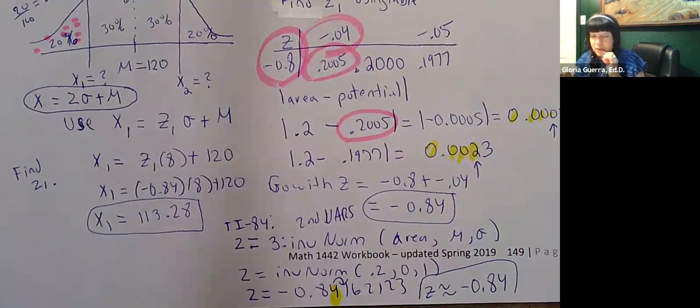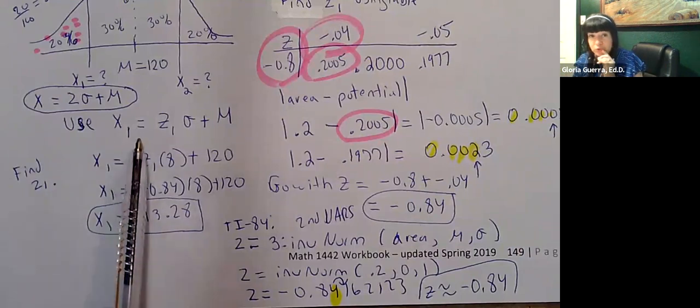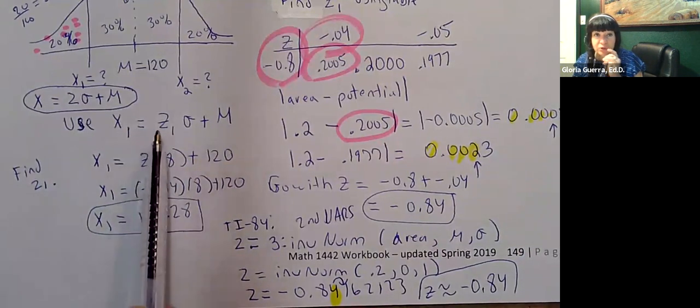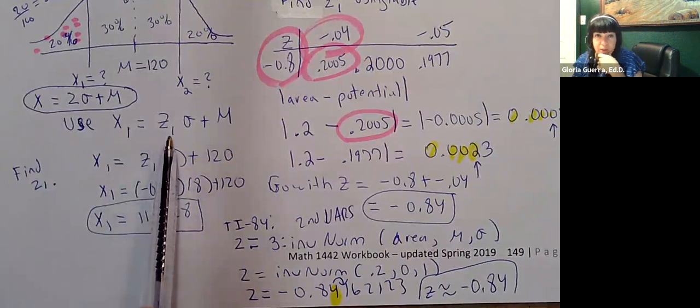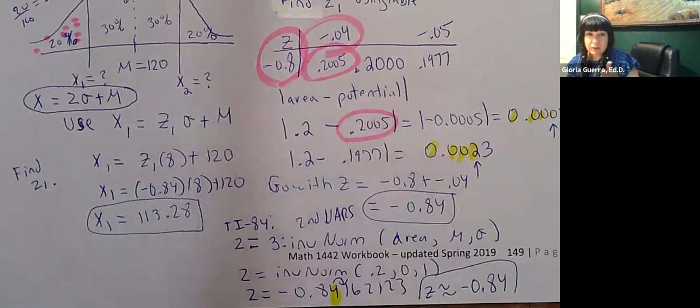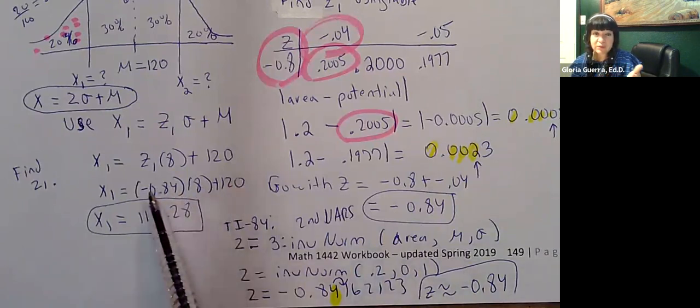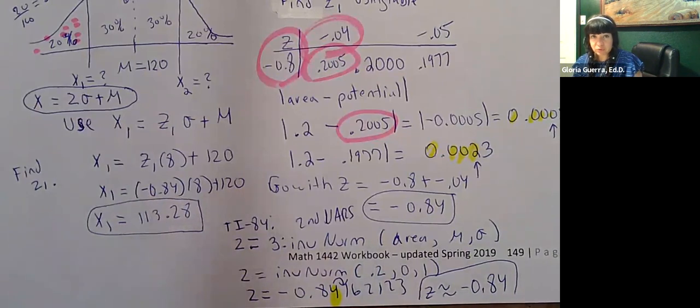There's symmetry. So when you find x sub 2, you're going to run it through this formula. You know sigma is 8 and mu is 120, but you have to find the other z sub 2. But you don't have to go through all this drama here. Because there's symmetry, the other z sub 2 is its absolute value. So the absolute value of negative 0.84 is positive 0.84. And so you run this formula again with this being positive, and then you'll find your x sub 2. So thank goodness there's symmetry. That's what allows you to do that.